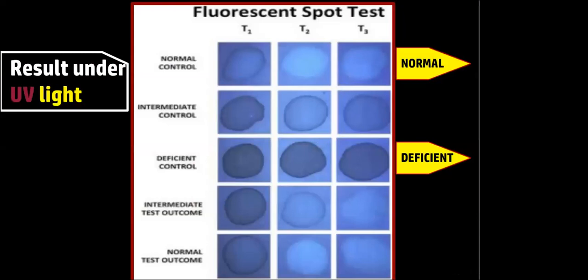So I have provided an example finding in the fluorescence spot test. For the first line, this is a normal G6PD enzyme, so it will give strong fluorescence because of the NADPH under UV light. And if there is deficient or less G6PD activity, it will give less or no fluorescence under UV light.